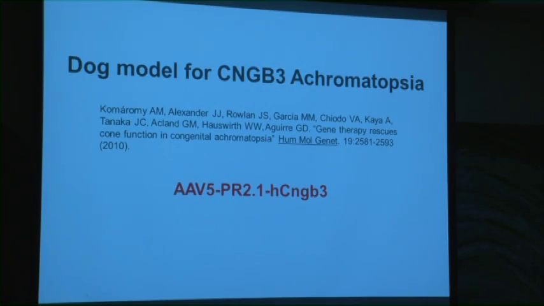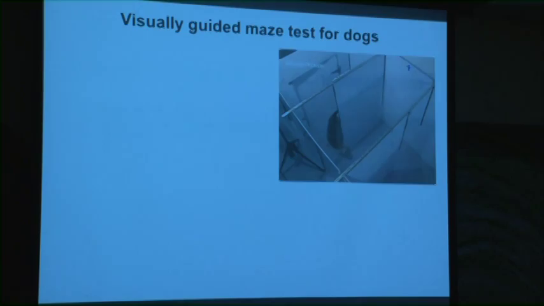Okay, the fourth model is a B3 achromatopsia model in dogs. There's also a mouse model, but I'm just showing you some of the results here. Again, serotype 5, PR2.1, and again, human CNGB3, not A3. And that was published about 3 years ago. John gave a nice introduction to this. This is the earlier maze that Gus Aguirre and William Beltran constructed. I guess it was not William at that time, it was Andras Komaromy and Gus Aguirre.